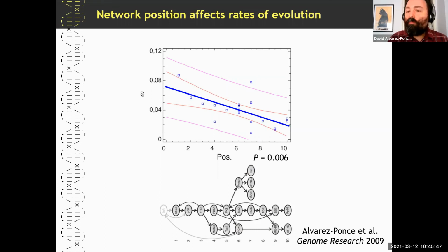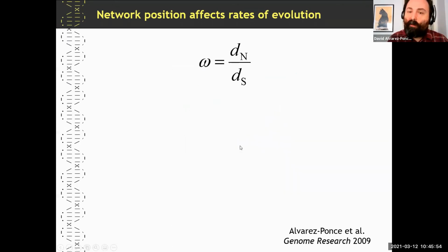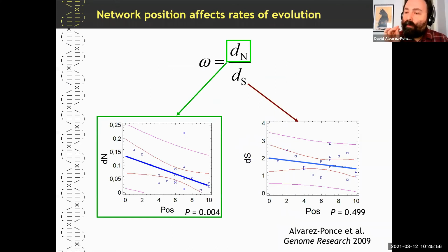So we tried to understand why we were finding a negative correlation, not a positive one. First of all, we looked separately at the evolution of non-synonymous sites here. So correlation between DN and position, and it was negative. And DS, in which case synonymous sites, we didn't find a correlation. So that showed that it was protein evolution, not synonymous evolution, that was driving the correlation that we found.